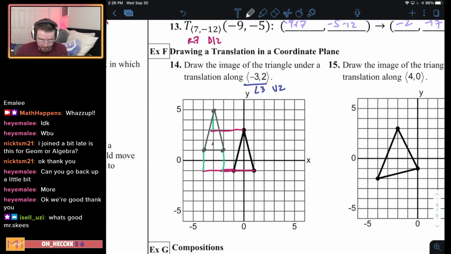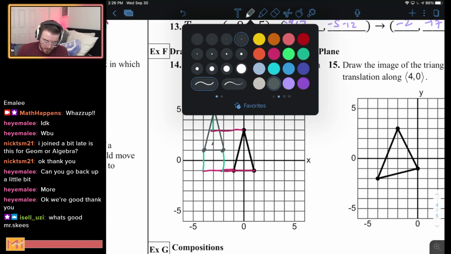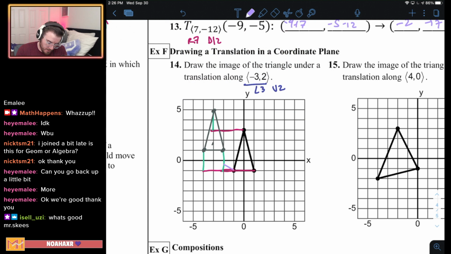Beautiful. So we moved them along the vector. That moved us left 3. I was trying to get the arrow to click there. Left 3. Why isn't the arrow clicking? Left 3 and up 2. Well, that one worked. Whatever.